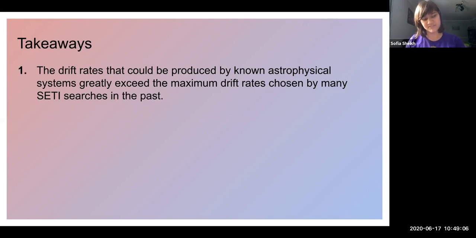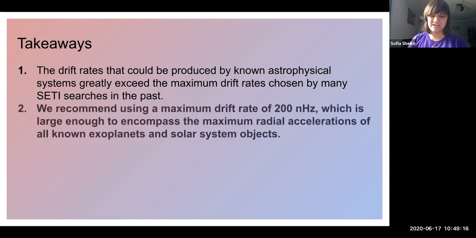When that number was derived, you couldn't search up to 200 nanohertz. That would be ridiculous. Now we actually have the ability to do that. So, like I said, main takeaway, if you remember one number, 200 nanohertz, which is hertz per second at a gigahertz, which is large enough to encompass every system that we have observed, both within our solar system and outside of it. You can get larger than that in theory, but we haven't observed anything that would surpass that.